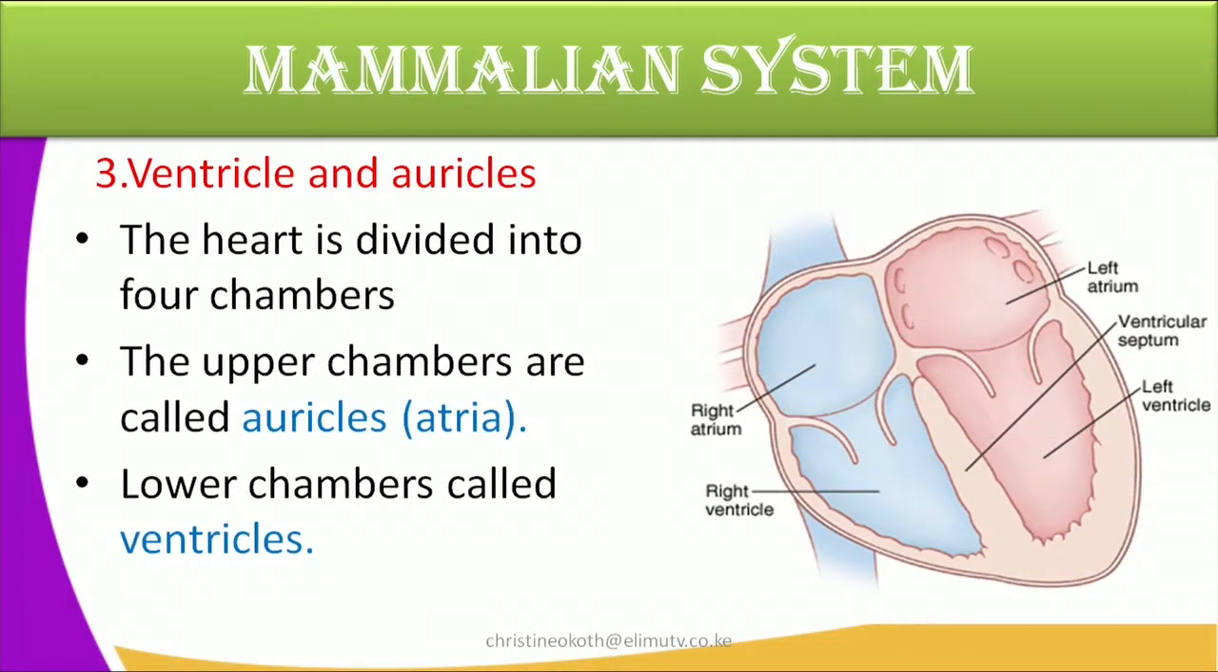Another visible structure that you will see in the mammalian system is what we call the ventricles and the auricles. These are the compartments. So the heart is subdivided into 4 parts. So we have the upper chambers, which we call the auricles, and in singular we call the atria. So the upper chambers are called the auricles. Then the lower chambers are what we call the ventricles.